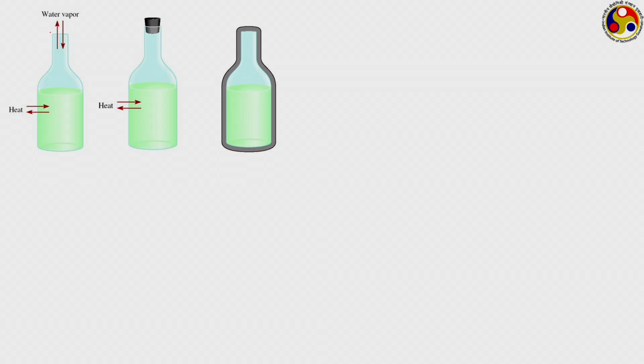Now, look at the third situation. It is somewhat like a thermoflask. Here the bottle is not only closed, but it is also insulated. Therefore no thermal interaction, no heat interaction is taking place. So, this is an example of an isolated system.